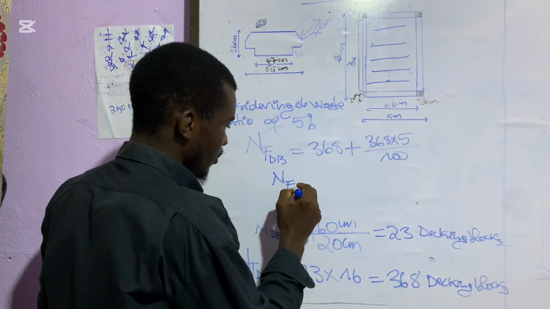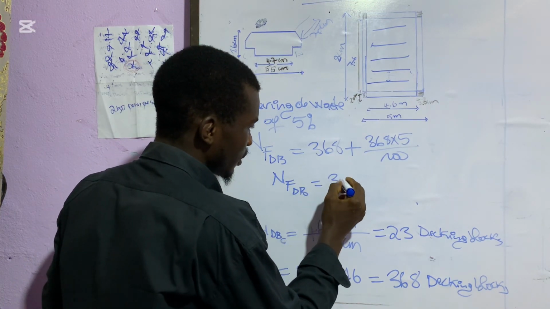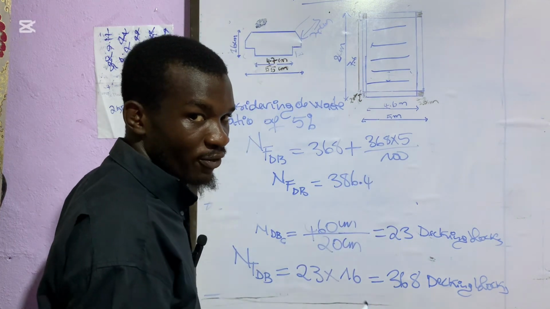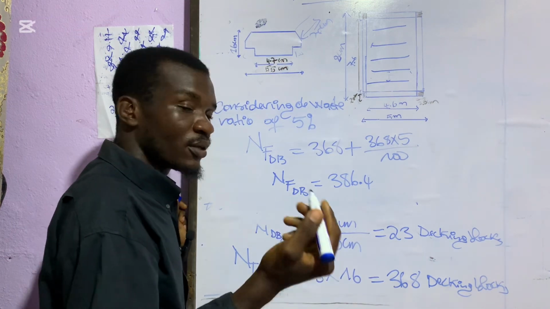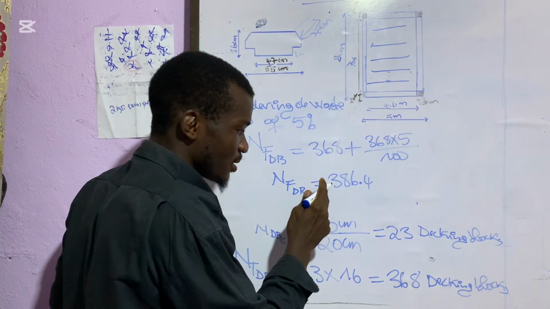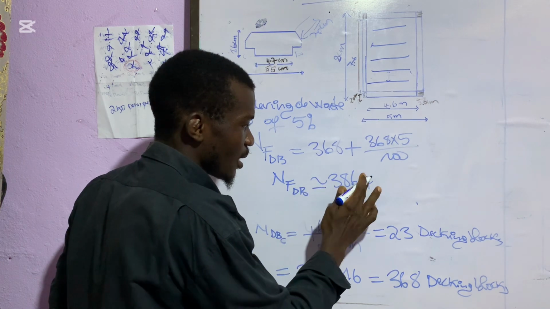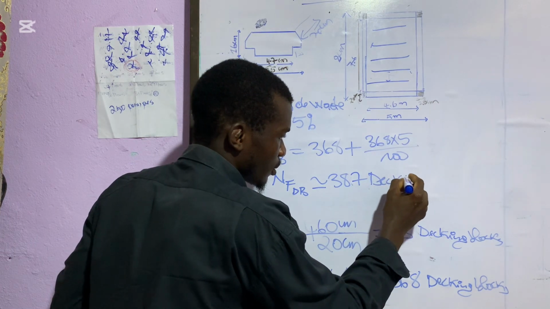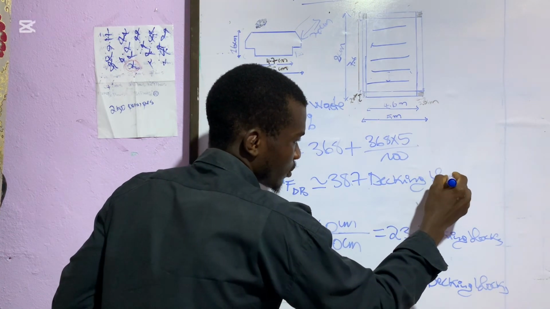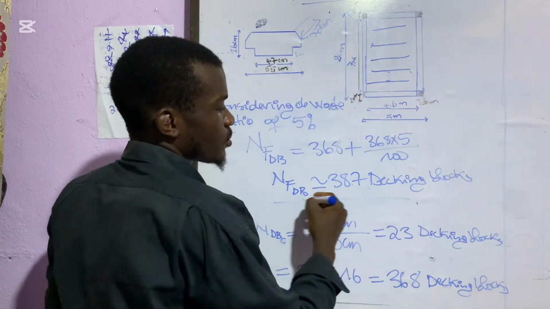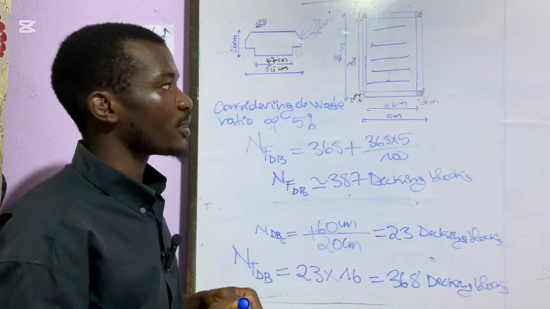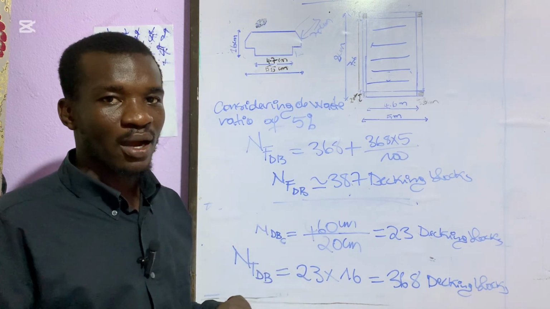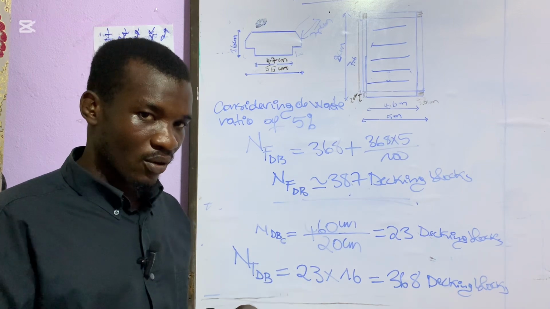Our NFDB will be 386.4, which can be rounded up, since we are in the situation of majoration, where we are trying to minimize the error. We can just put that our answer is 387 decking block. So this is the number of decking block that will be required to concrete that slab without any stress or disturbance along the process.